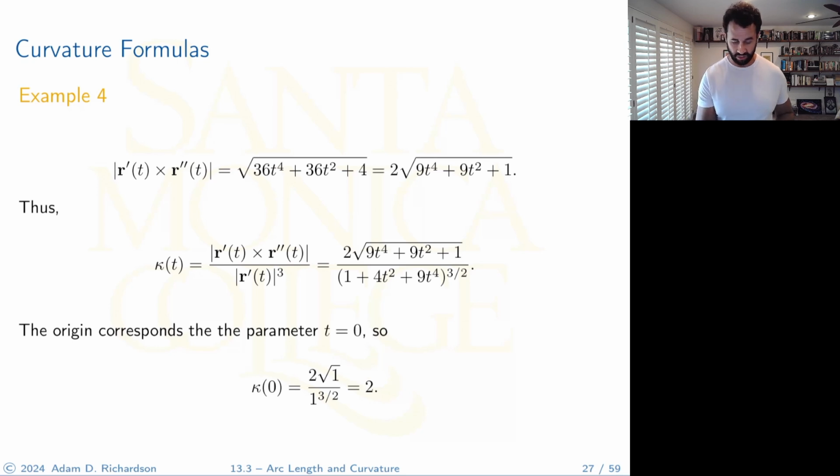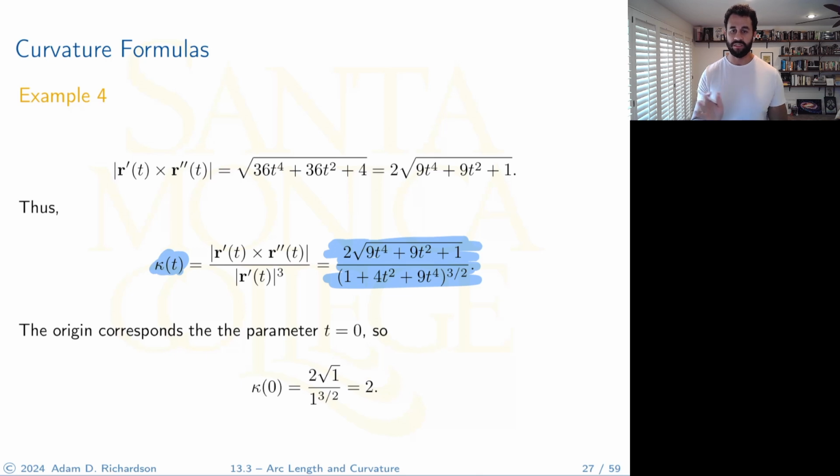Next, we need the length of this cross product. So again, using just the distance formula, compute the length of this cross product, and you get this. Then throw everything together, and we get the curvature formula, or curvature function. So let me just emphasize this. This messy looking formula over here will give you the curvature of the twisted cubic for any value of t.